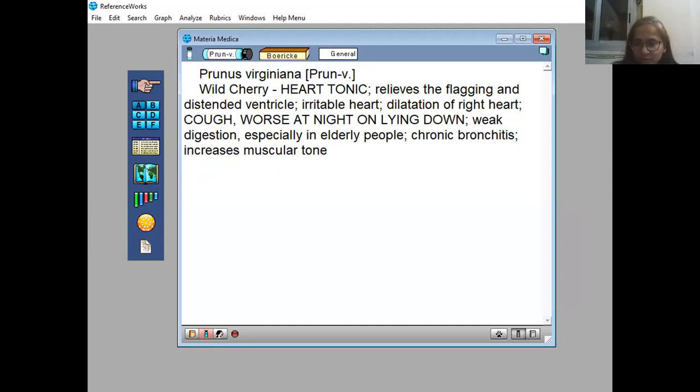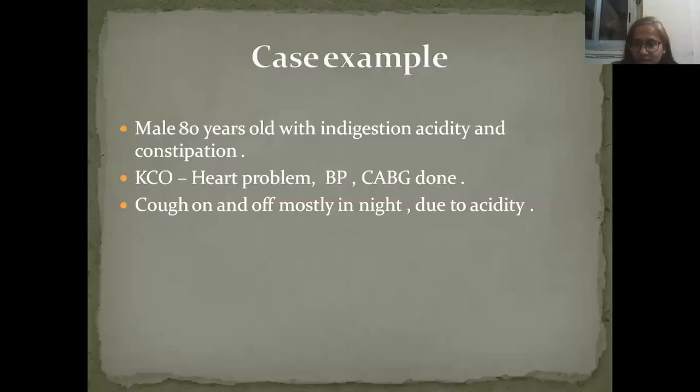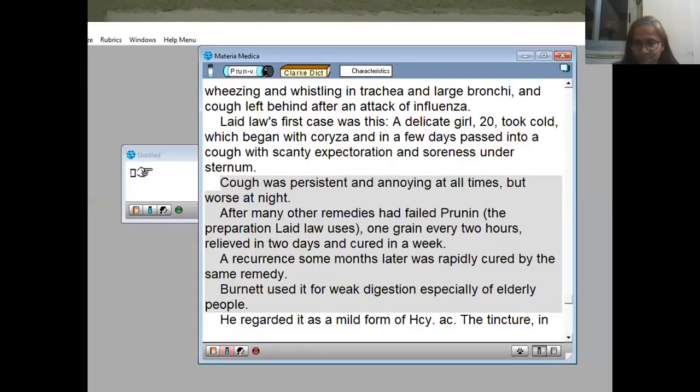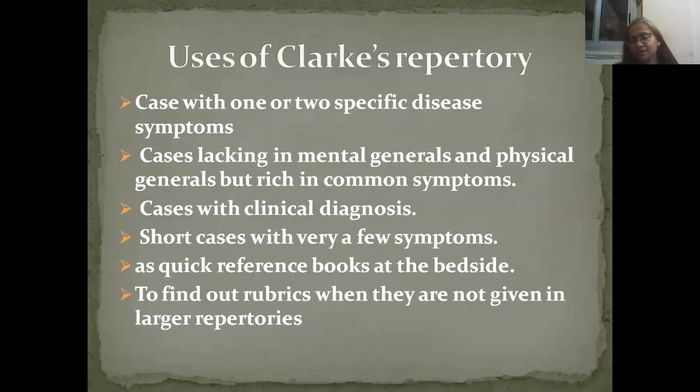What was our chief complaint? 80 years old with indigestion and constipation. Elderly people. And this remedy, Prunus, which otherwise I would not have prescribed ever, helped this patient a lot. He got better. His digestion became normal, almost normal, and his cough vanished completely. Okay, which is a kind of a cardiac cough.